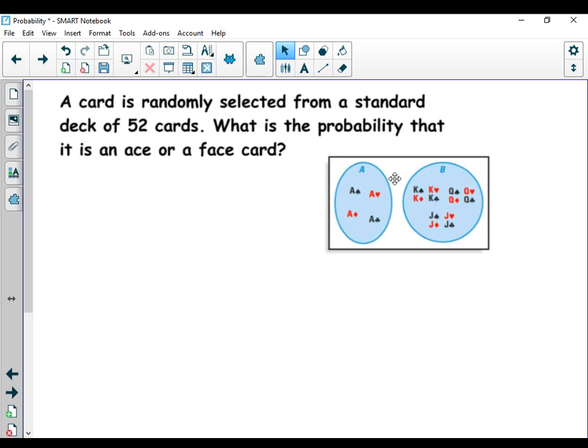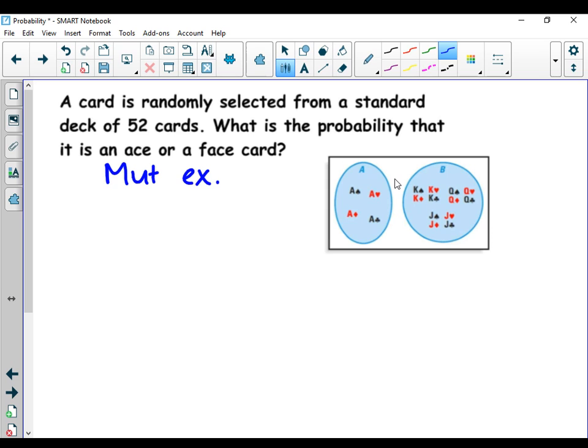So first thing you ask yourself, can you have an ace card that is also a face card? No. Okay. The ace does not have a face. It is literally just the symbol that's on there. That's why I showed y'all that deck of cards. So since it cannot happen at the same time, then yes, it is mutually exclusive.